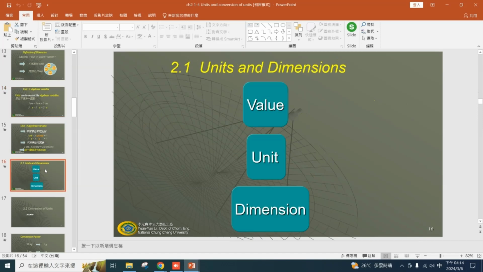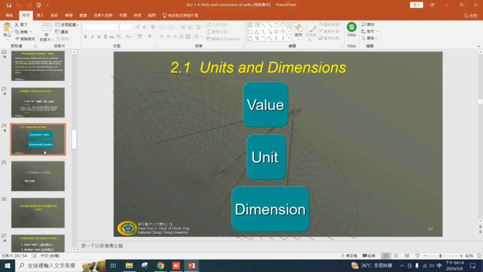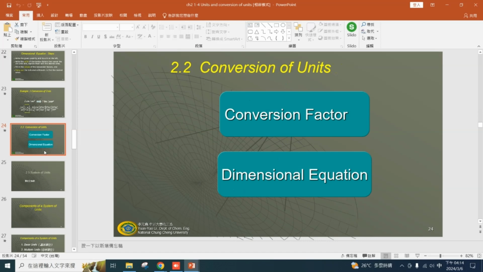So the first key point you need to know is value, unit, and dimension, right? After that, we need to know what the conversion factor is and what the dimensional equation is. Conversion factor means how you convert centimeter to millimeter, or centimeter to kilometer. You need a factor, which is the conversion factor.